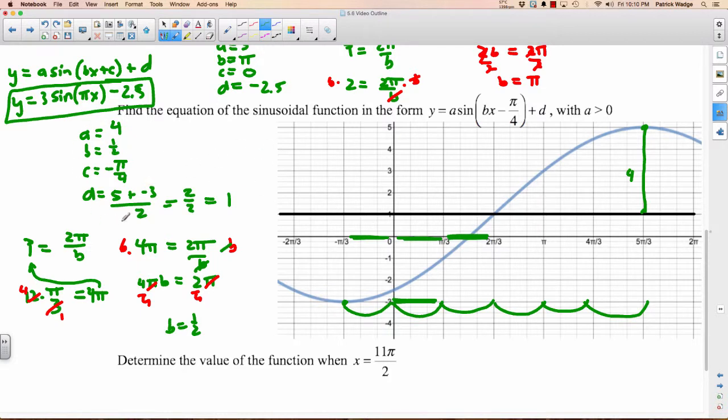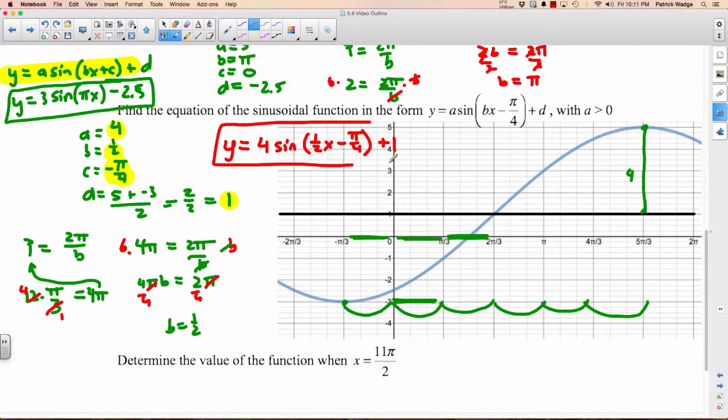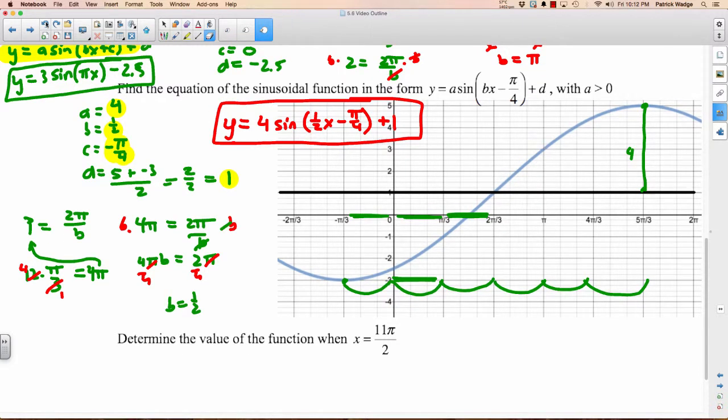All we need to do is write those 4 things. 1, 2, 3, 4. Just need to write them in here, and we're finished. So I'll do it up here. Y equals a, which is 4, sine b, which is 1/2, x plus c, but it's actually minus, so minus pi over 4. Close the bracket, plus d, which is 1. That's your answer.